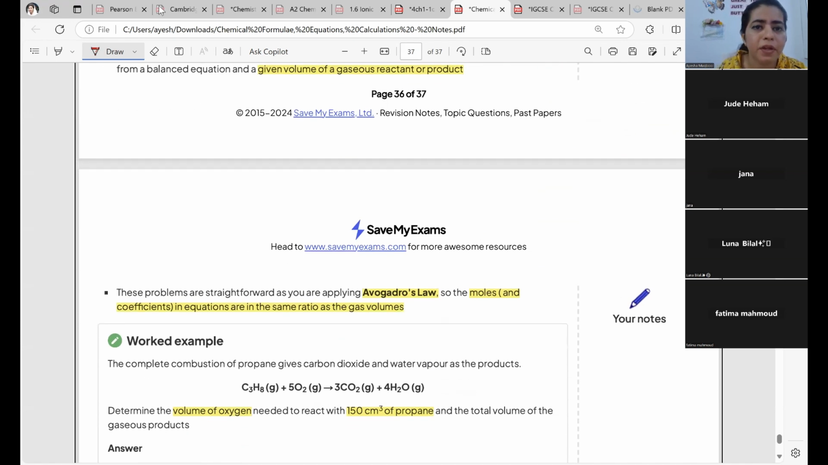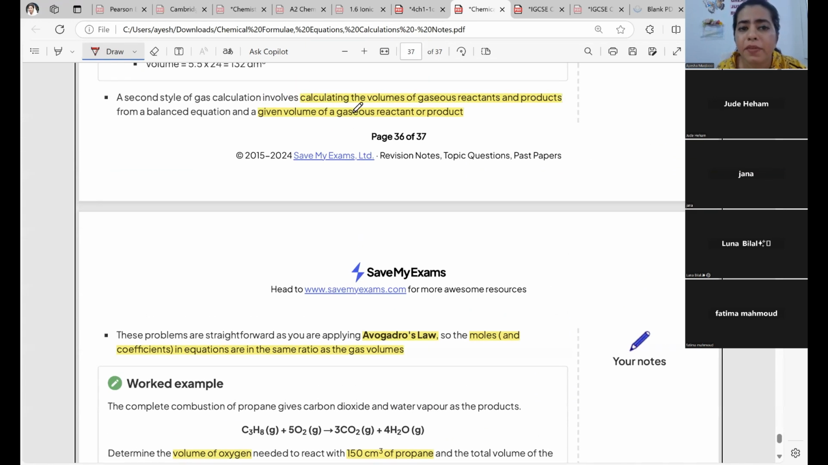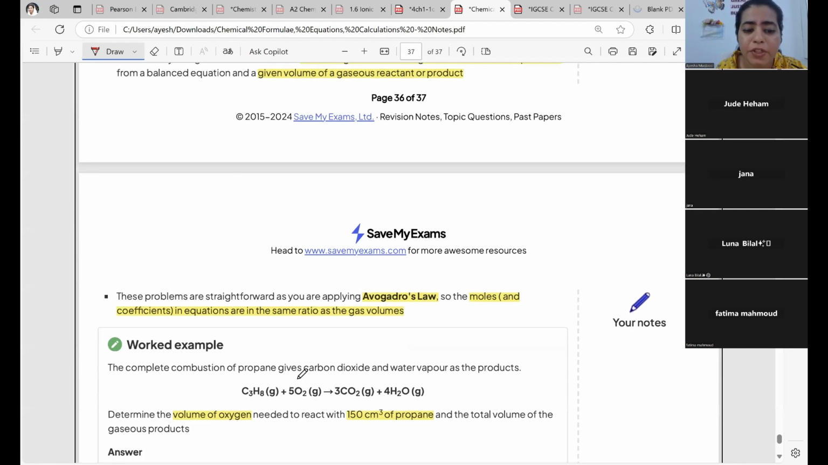Let's check out question number 2. This is a straightforward and easy question basically. This is another way the exam can ask you questions. Remember, we did balanced chemical equations, symbol equations, and then we did the balancing of equations as well. Whatever number is written at the start, the coefficient, is telling us the moles, and we can call it a molar ratio.